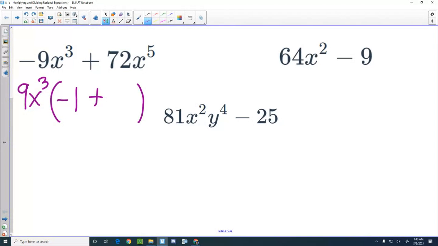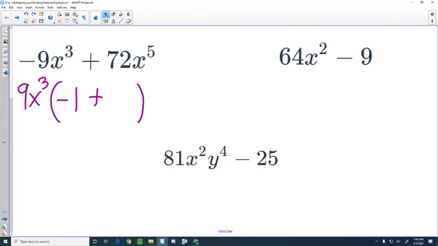On the right, well, 9x cubed, if I try to divide that out of the 72x to the fifth. Start with the coefficient. What's 72 divided by 9? Is that 8? Sounds right. That's an 8. Okay, now you had x to the fifth, right? Meaning I had 5 x's. If I took 3 of those x's away, how many would I be left with? Just 2 of them, right? I had 5 x's. I divided 3 out, so we're left with 2.